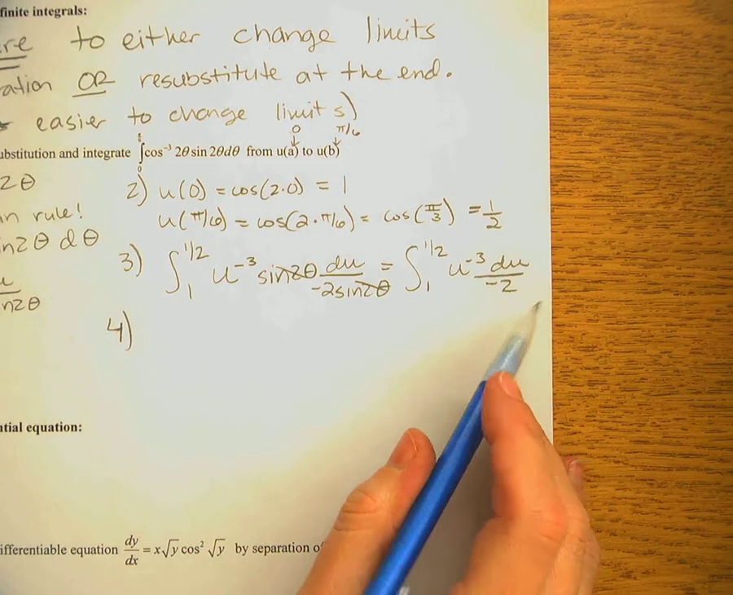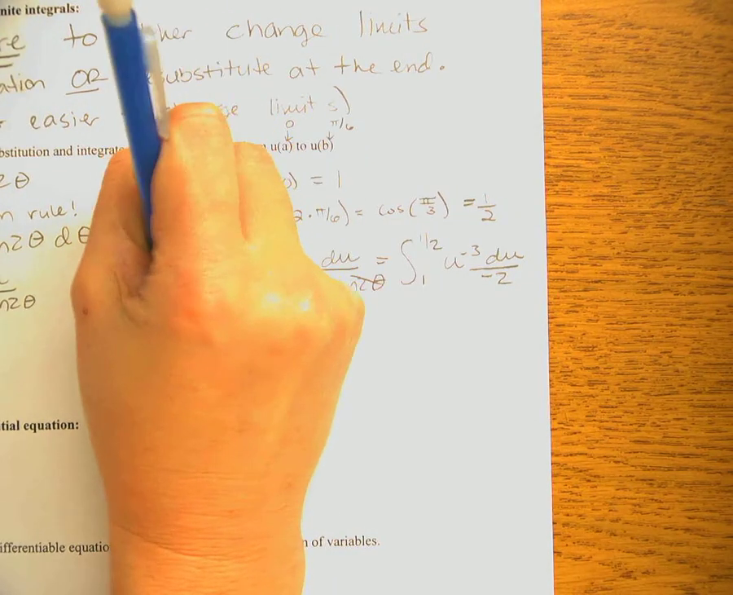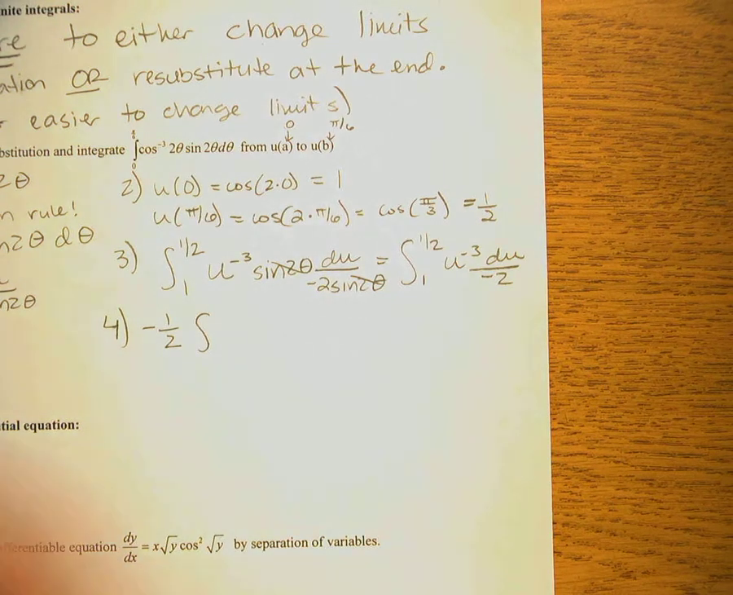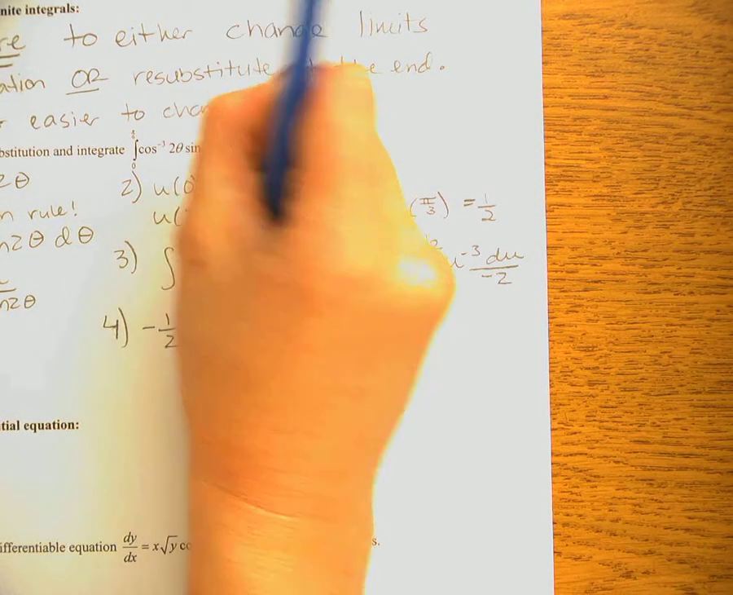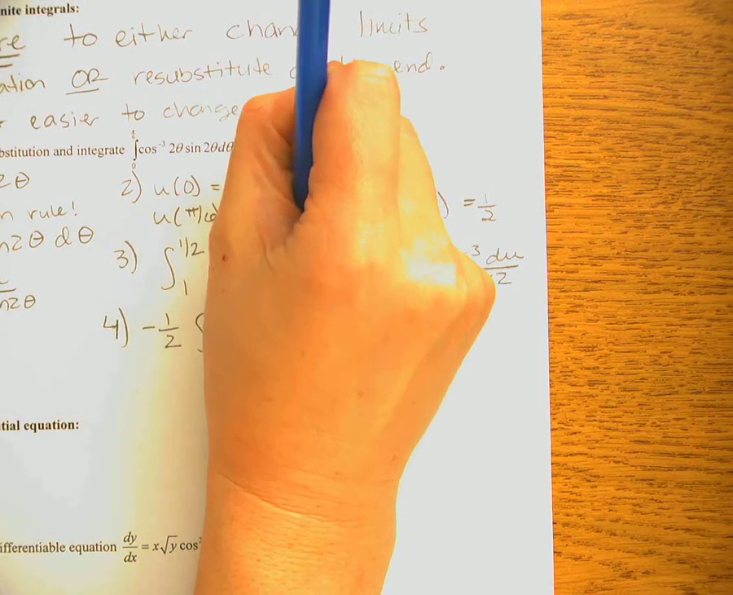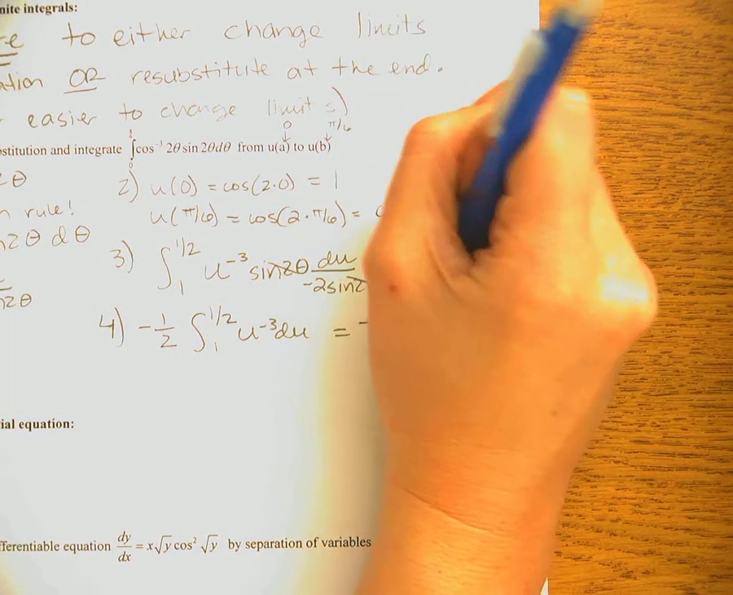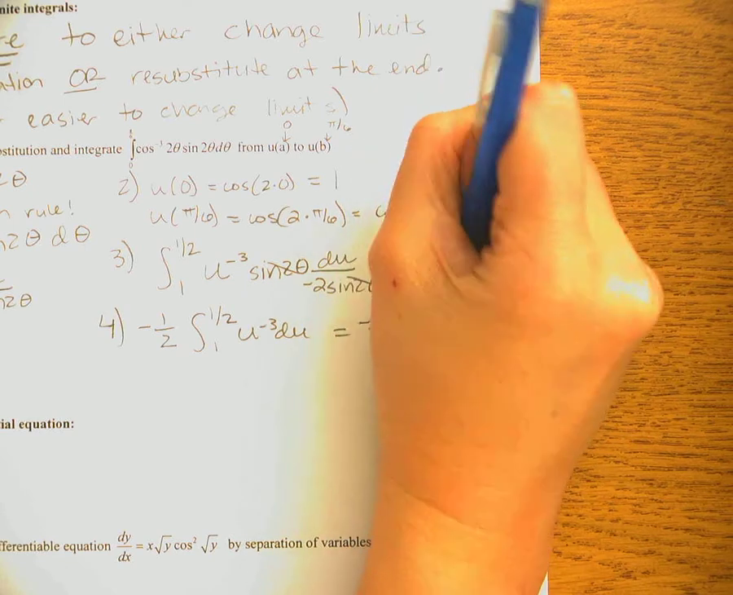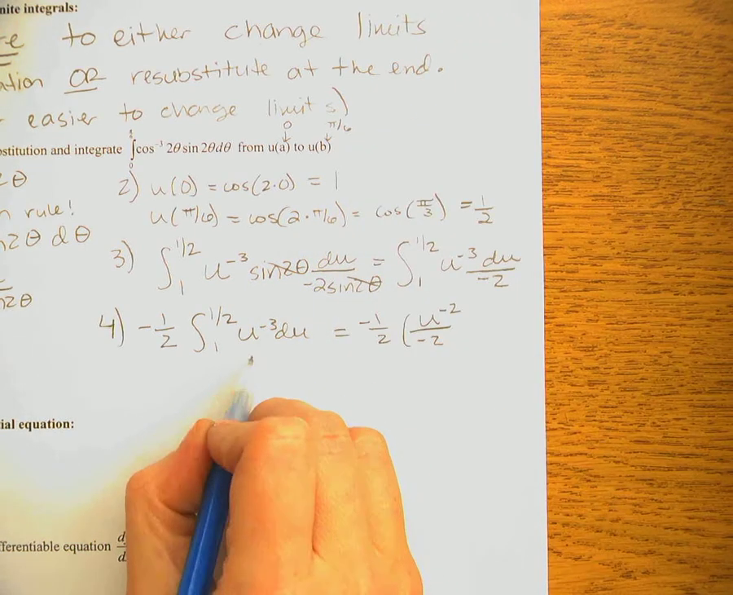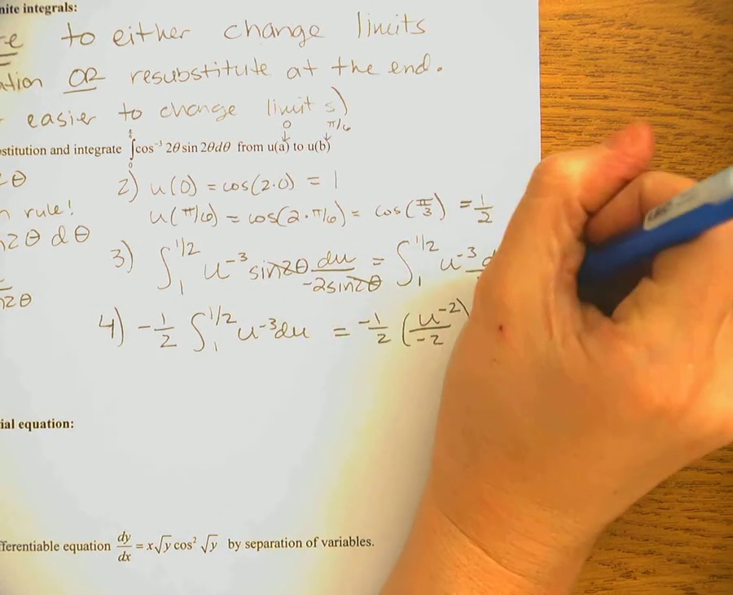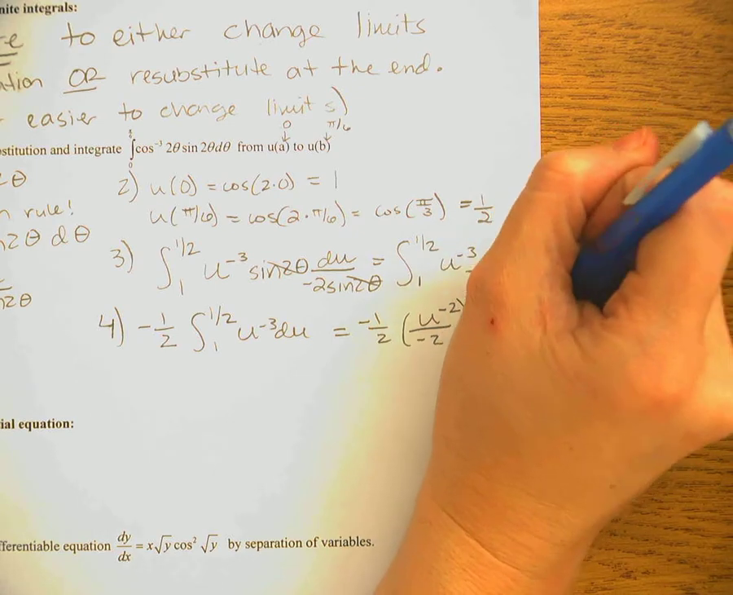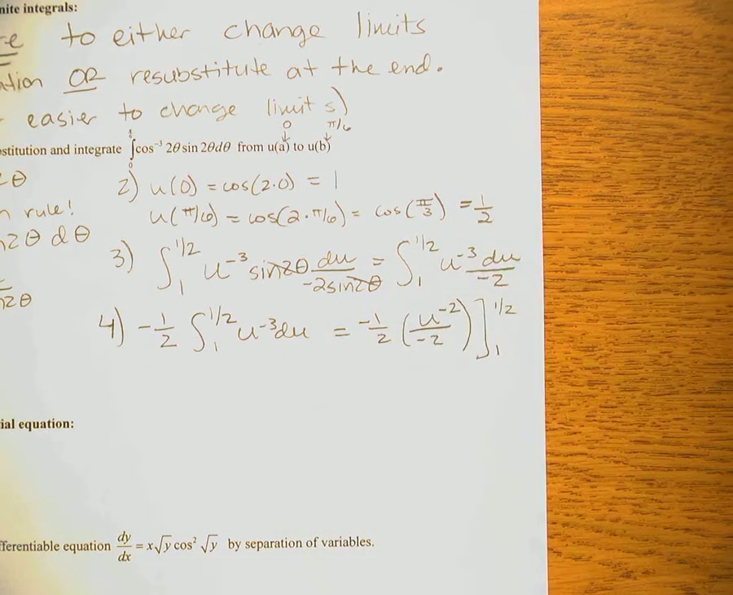I'm going to pull the negative 1/2 out. And I'm going to have the integral from 1 to a half of u to the negative third du, which ends up being negative 1/2 times u to the negative 2 over negative 2, because you add 1 and then divide. And then I'm going to evaluate that from 1 to a half, because this is not a plus c problem anymore. This is a definite integral.